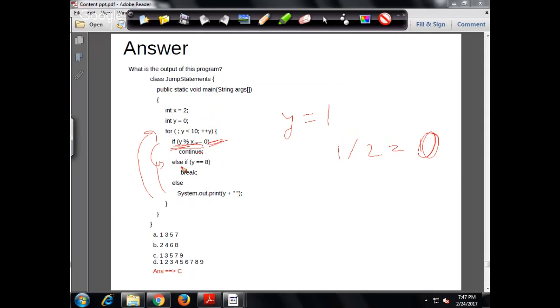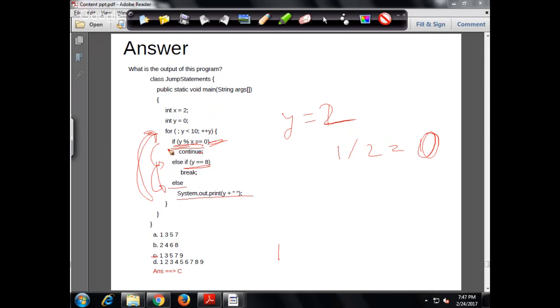Now y is 1 and this condition is again false, hence it is going to go to else. In else it is saying print value of y, correct? So in the first time it is going to print the value as 1, right? So it is going to print 1. So we have one of the values as 1 over here. Now again the loop will go up. Now the value of y will become 2. Okay, now the value of y has become 2.